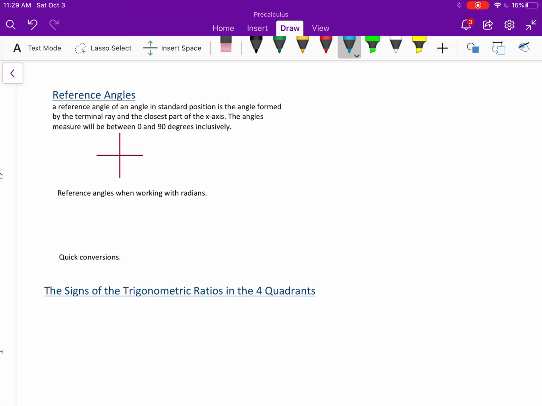A reference angle is an angle in standard position. A reference angle of an angle in standard position is the angle formed by the terminal ray and the closest part of the x-axis. So that's the definition, and just to note, the angle's measure will always be between 0 and 90 degrees inclusively, which means it can be 0 degrees, or 90 degrees, or somewhere in between. So just taking a look at a couple examples here.